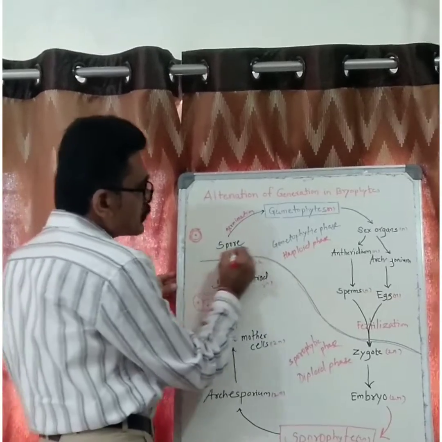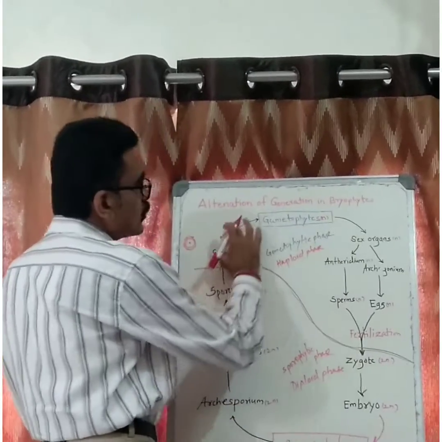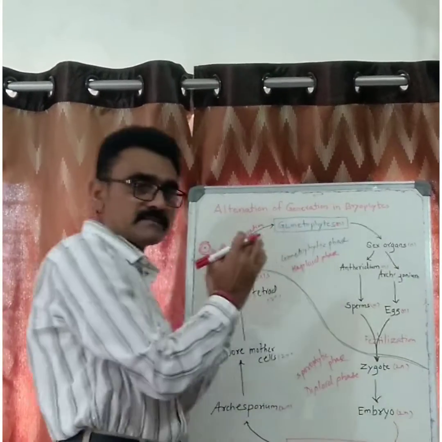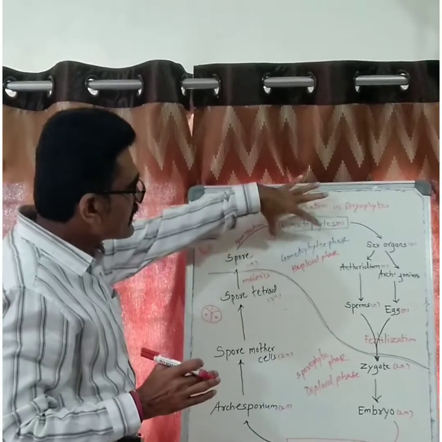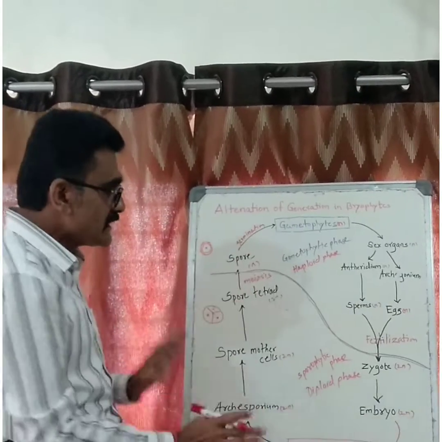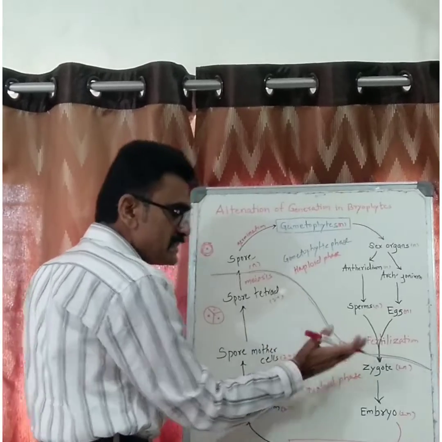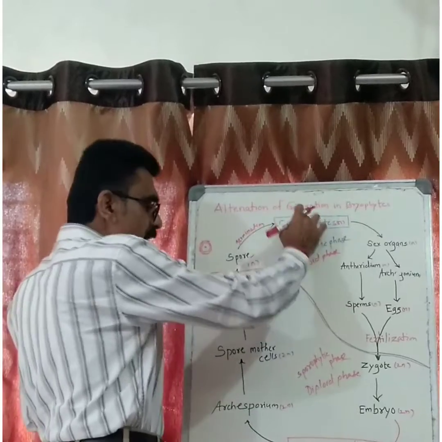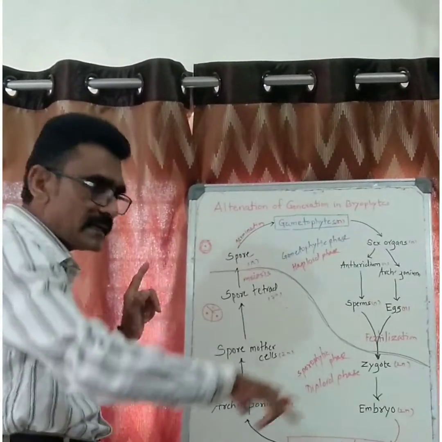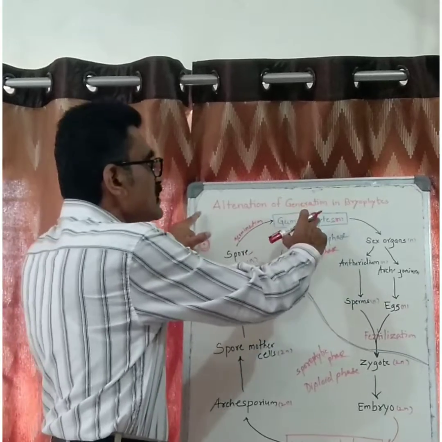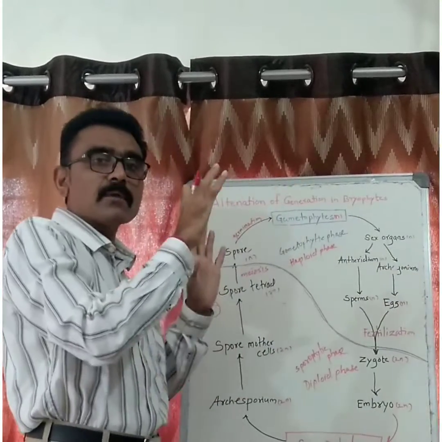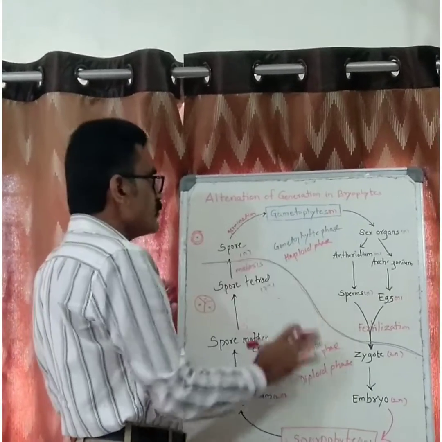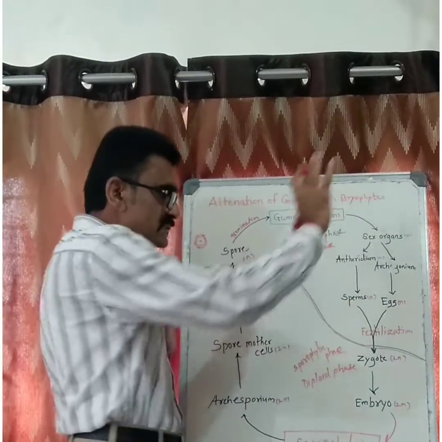Suppose this is the gametophytic phase, which is haploid in nature. It is related only to the gametes, and it is called the haploid phase. The second one is the sporophytic phase, which is diploid in nature. The gametophytic phase and the sporophytic phase come alternately, so it is called alternation of generation, and this takes place in bryophytes. This is the gametophytic phase and sporophytic phase; they come alternately, so this is called alternation of generation.